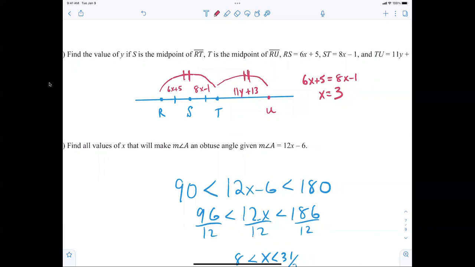How did you get that? Because it'd be 14. Oh, yeah. ST is 23. You're right. I'm sorry, I didn't understand what you were doing. ST is 23 and RS is 23. Therefore, RT is, you're right, RT is 46.